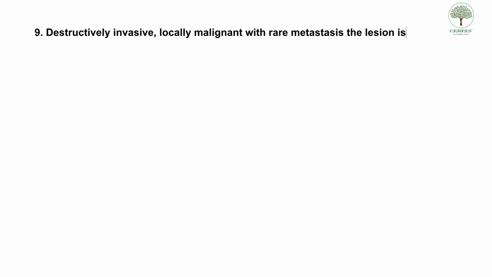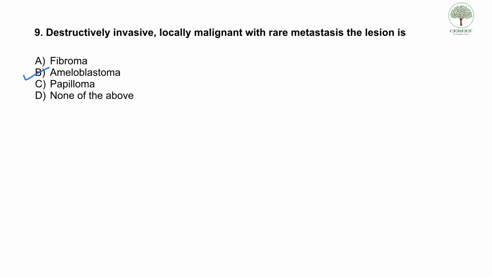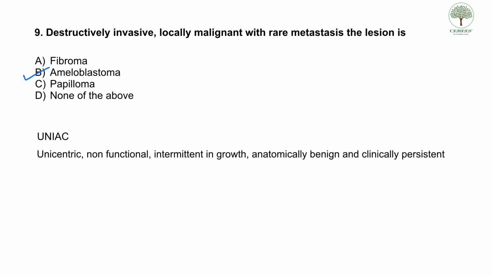Moving on to the 9th question: destructively invasive, locally malignant with rare metastasis. The lesion is, your options are option A, fibroma, option B, ameloblastoma, option C, papilloma, and option D, none of the above. The correct answer here is option B, ameloblastoma. Now, if you remember Robinson's definition of ameloblastoma: unicentric, non-functional, intermittent in growth, anatomically benign and clinically persistent. Now, even though ameloblastoma is slow growing, it can be locally aggressive and has a high chance of recurring if it is not completely removed.